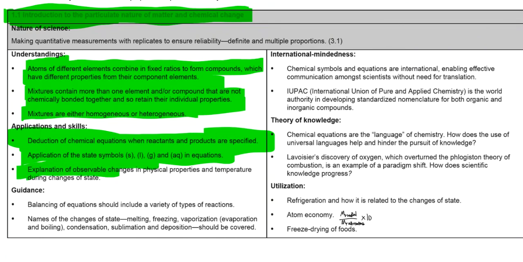Explanation of observable changes in physical properties and temperature during changes of state. When state changes occur, you're generally going to be looking at solid to liquid to gas in terms of increasing movement between particles, space between particles, and less order. In a solid state, all the atoms are packed together tightly and they do not move around a lot or vibrate much. However, when you move into a liquid, there's a bit more movement, there's more space, less attraction that's holding the particles tightly packed.